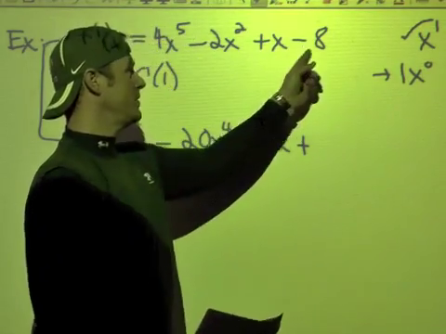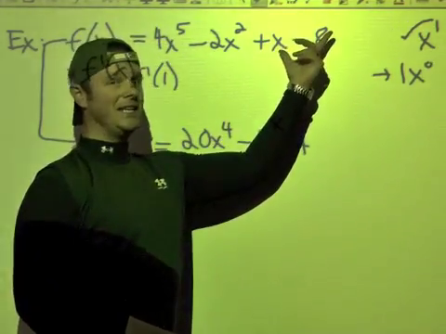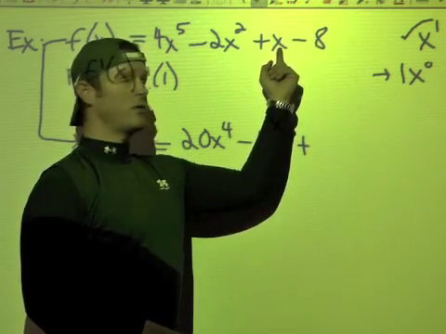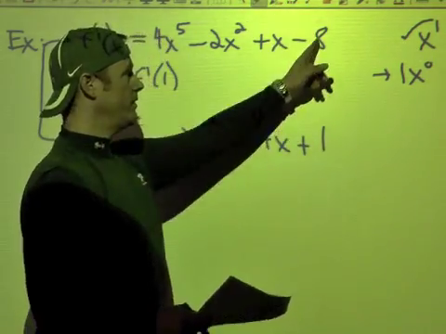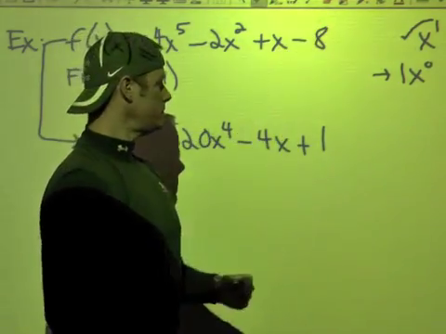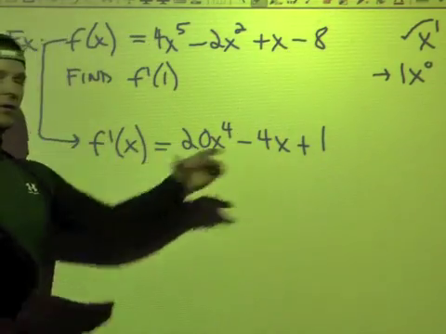You could also just think about the last two terms. X minus 8 is linear, and the slope is the number in front of x, which is 1, so we just get plus 1. The derivative of the constant is 0. Okay? So that is our general derivative.